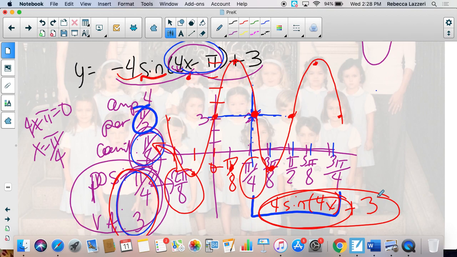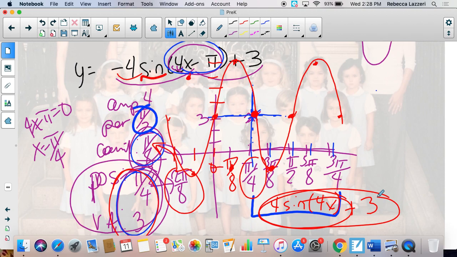I'm going to tell you. What did the pi do? If I say minus pi, what effect does that have on the graph? It moves it right or left. Good, it moves it right or left. And not just pi, because we know that we got to include the 4, but it moves it, okay?